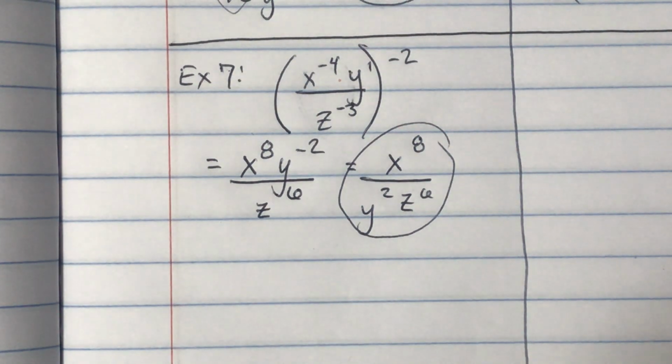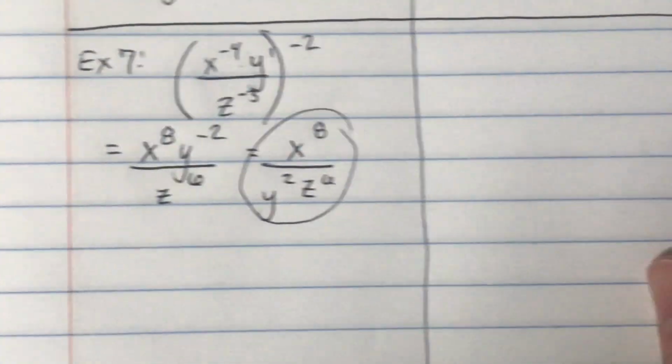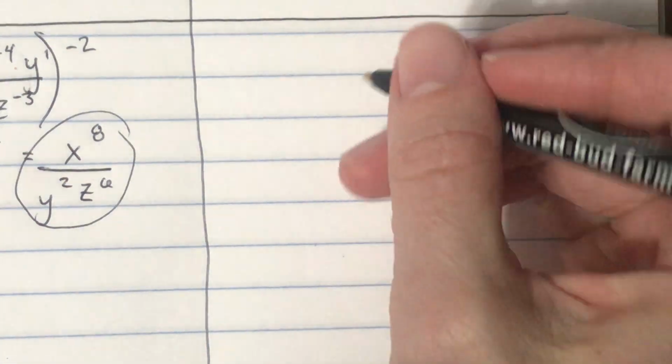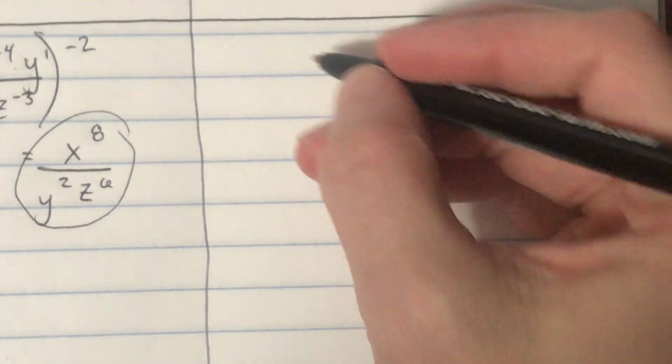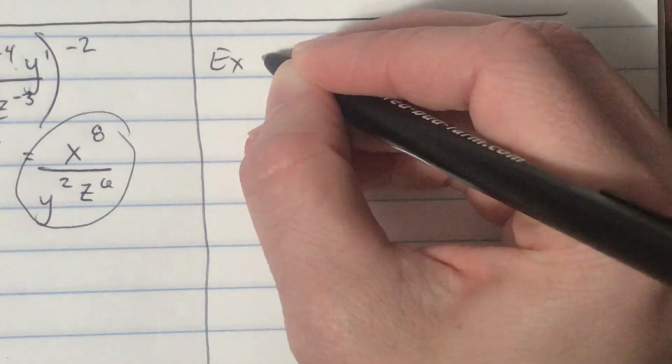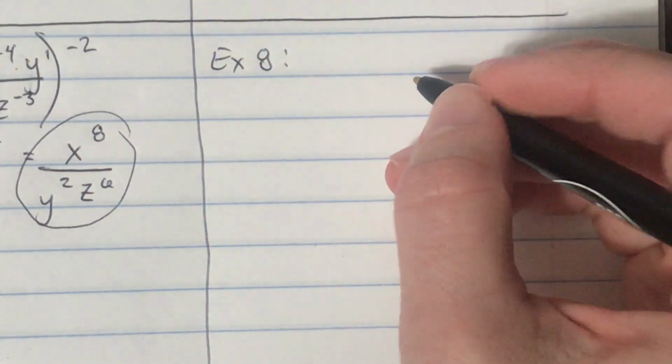All right, one last example. And if you can do this example, you can probably do them all. All right, so the biggest and the baddest of them all is example number 8.